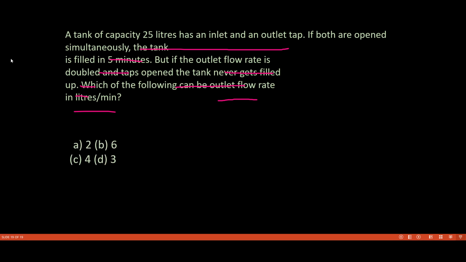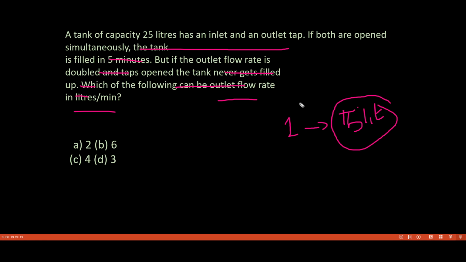If a tank is filling 25 liters in 5 minutes, then in 1 minute the tank is filling 5 liters. But if the outlet flow rate is doubled and both taps are open, the tank never gets filled up. Which one of the following can be the outlet flow rate? Now, when 5 liters is being poured into the tank per minute, it is filled in 5 minutes.